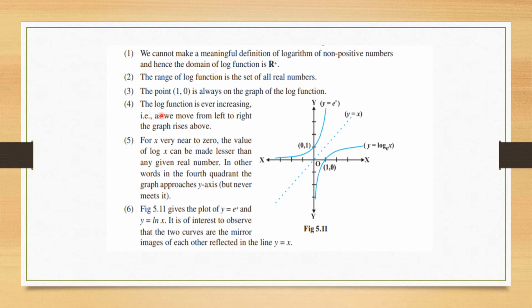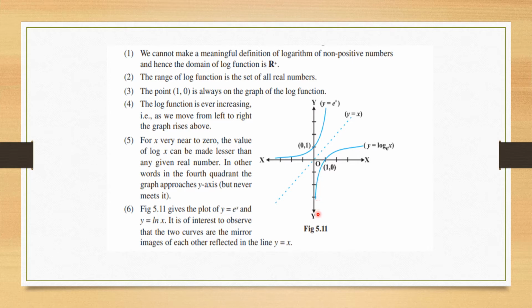The log function is again an ever-increasing function as we move from left to right. For x very near to 0, the value of log x can be made lesser than any given real number. Very close to 0, the value can be made lesser. In other words, in the fourth quadrant, the graph approaches the y-axis. As we go down, it approaches the y-axis but never meets it.